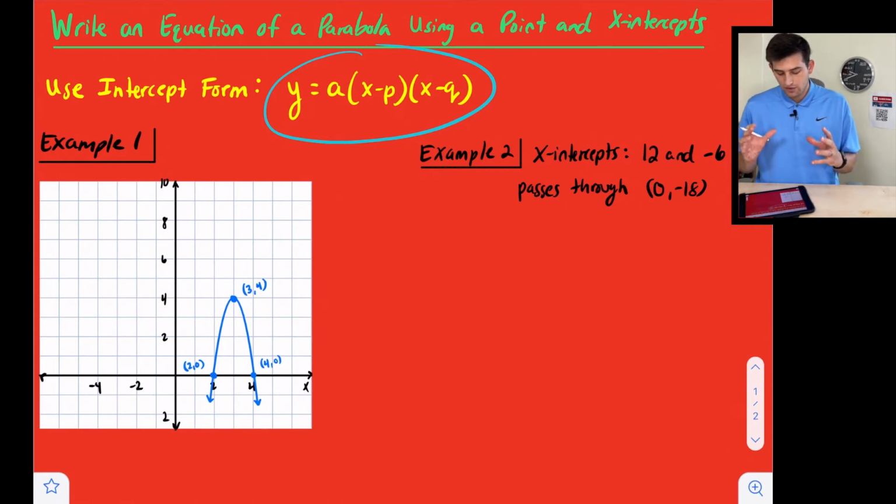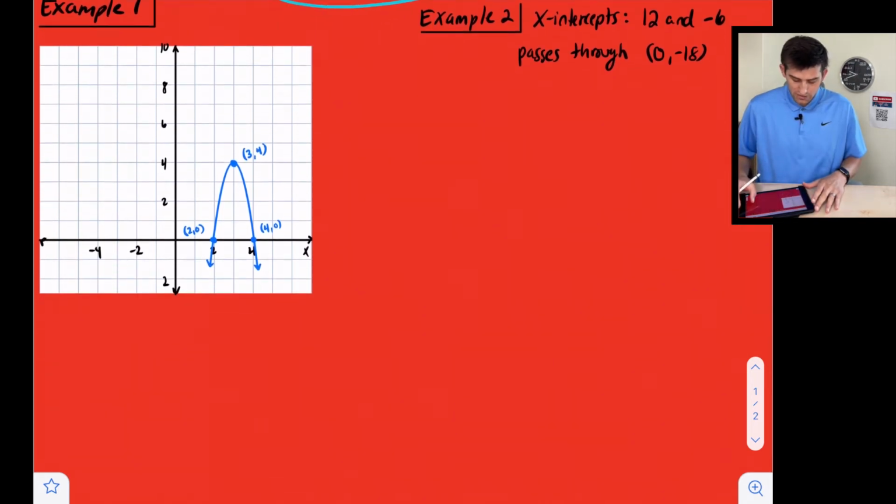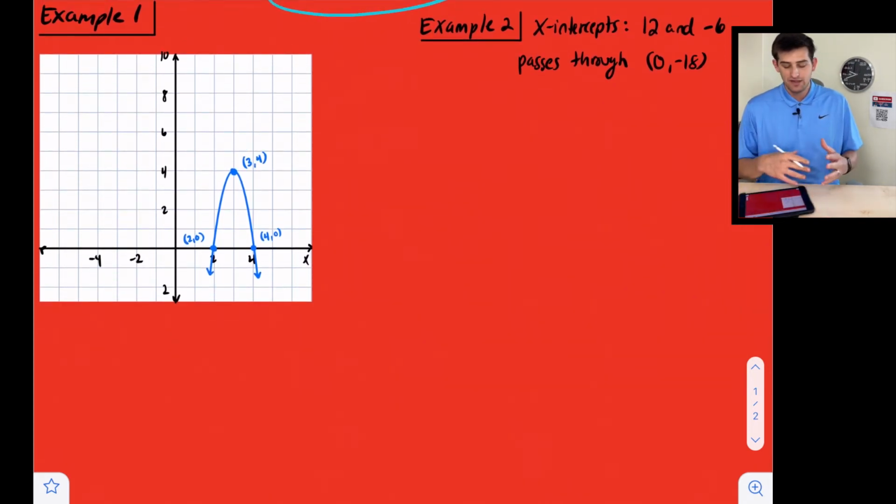And so here, what do these variables represent? Well, x and y represent any point that's on our parabola. A is our stretch or shrink value, and that's going to be the value that we are going to simplify to find. And then p and q are our x-intercepts, okay? So we're going to look at two examples. Example number one, we have a graph, and example number two, we just have some written information.